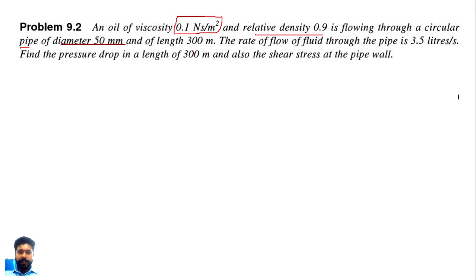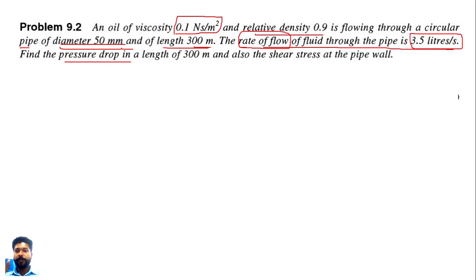And the length of this pipe is 300 meters. So we have a diameter of 50 mm and the length is 300 meters. The rate of flow, just note it down. Here the rate of flow of fluid through the pipe is 3.5 liter per second. So simply you can convert this liter by dividing 3.5 by 1000, and you will have the answer in meter cube per second. Remember one thing, we need the discharge in meter cube per second. Here the rate of flow is in liter per second.